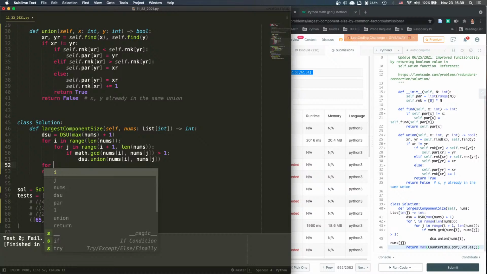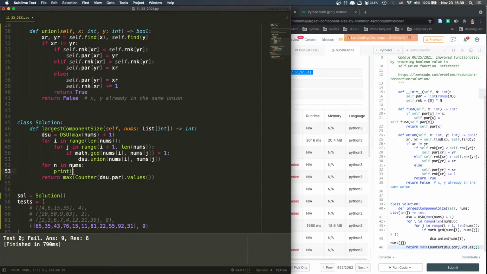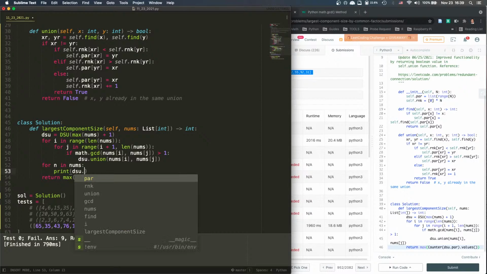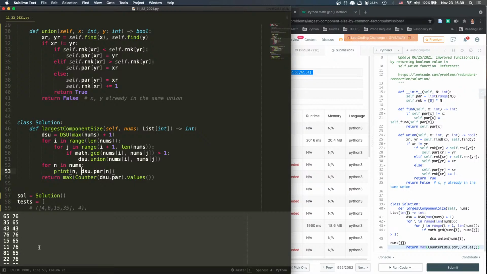Let's be smarter. So for n in nums, we're gonna print n and dsu dot parent n. All right, let's see. So n is 65. The parent is 76. Huh? That doesn't make any sense. 43 is by itself. So I have 76. Hold on.